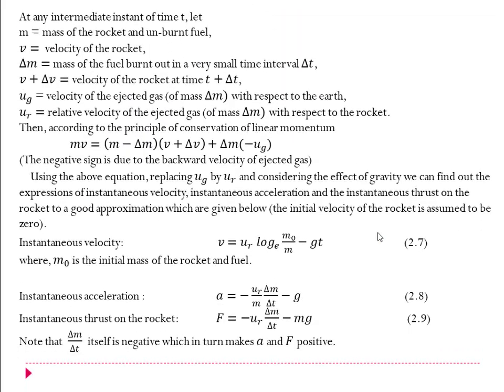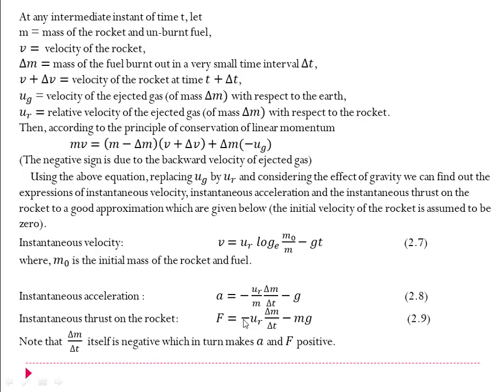Then we could write this equation: Mv is the total momentum at the instant t, and this is the total momentum at the instant t plus delta t. The negative sign in this equation is due to the backward velocity of the ejected gas. Now, using this equation and replacing Ug by Ur, which is the relative velocity of the ejected gas with respect to the rocket, and considering the effect of gravity also, we can arrive at the expressions for the instantaneous velocity in the form of equation 2.7, instantaneous acceleration in the form of equation 2.8, and instantaneous thrust on the rocket in the form of equation 2.9.